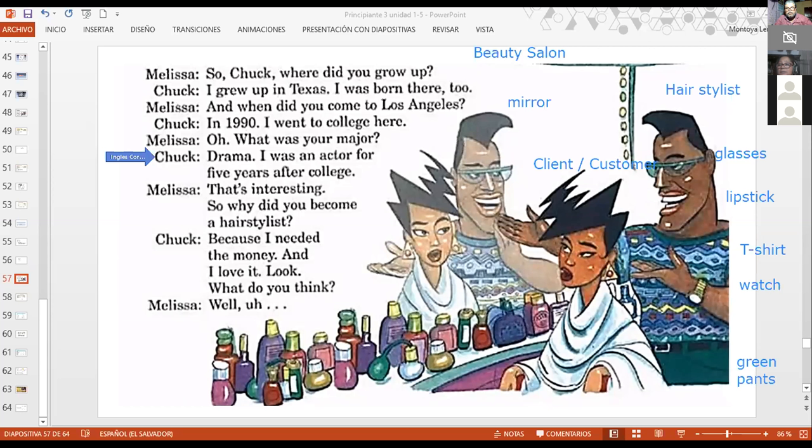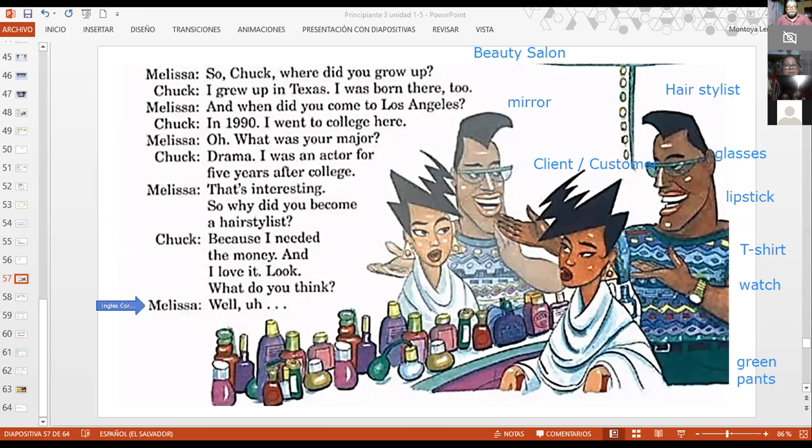Now you are Melissa and I am Chuck. Okay? So, you begin. 1, 2, 3. So, where did you grow up? I grew up in Texas. I was born there too. And when did you come to Los Angeles? In 1990, I went to college here. What was your major? Drama. I was an actor for 5 years after college. Why did you become a hairstylist? Because I needed the money and I love it. Look, what do you think? Okay, very good.